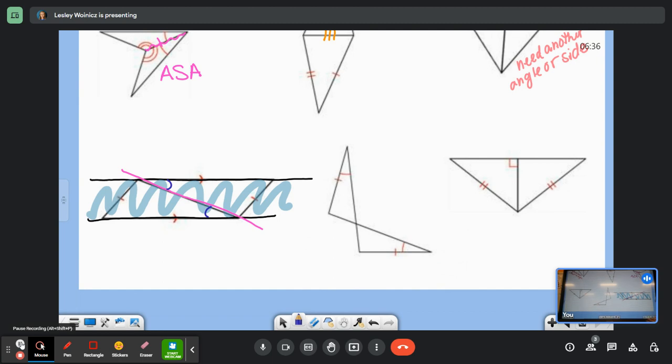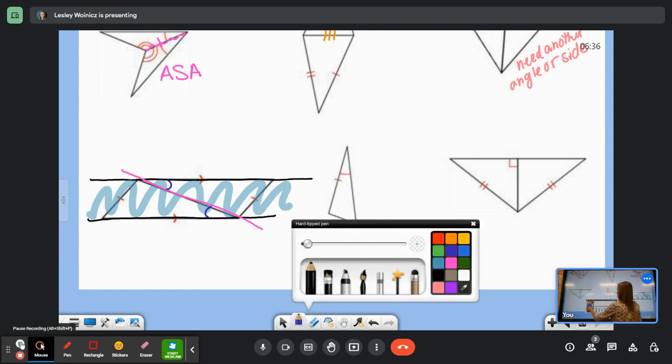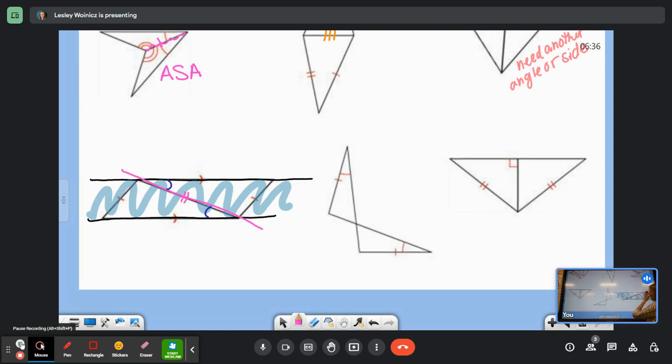So, whoa, it's still not enough information, guys. I have a shared side too. No, it is enough information. Hold on, wait. Nope, it's not. This side is congruent to itself, but look at this. Look at the order. I have a side, and then an angle. Look at it backwards. It's the wrong one, like we can't use this one. Let me show you why we can't use this one.